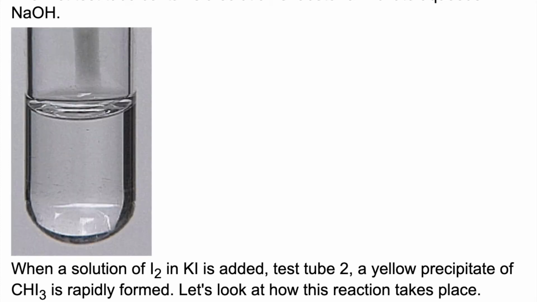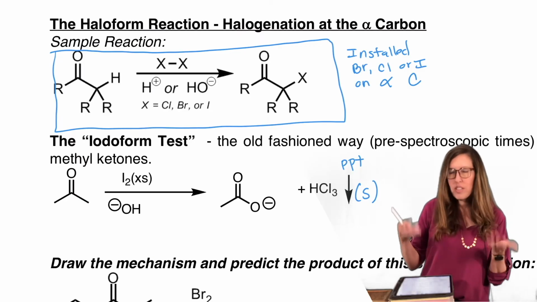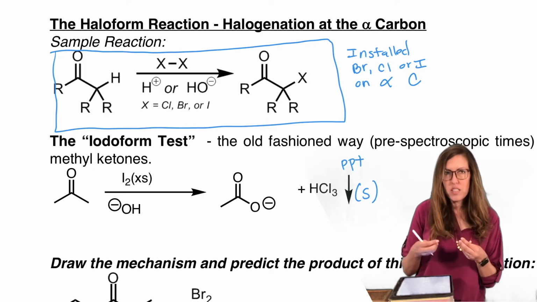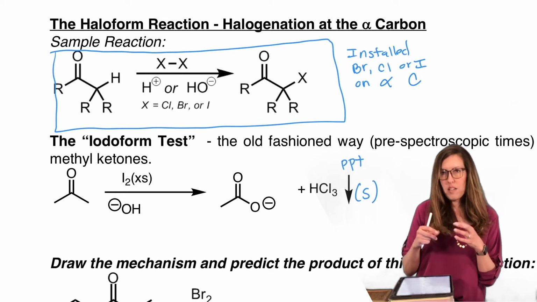Let's watch it again. There we go. Very nice. That's the haloform reaction, and you can see why it's such a useful qualitative test. It's very obvious that there is a methyl ketone present. When we look at that movie, you'll see this really nice solid come out of solution, and it's rewarding to see that iodoform.